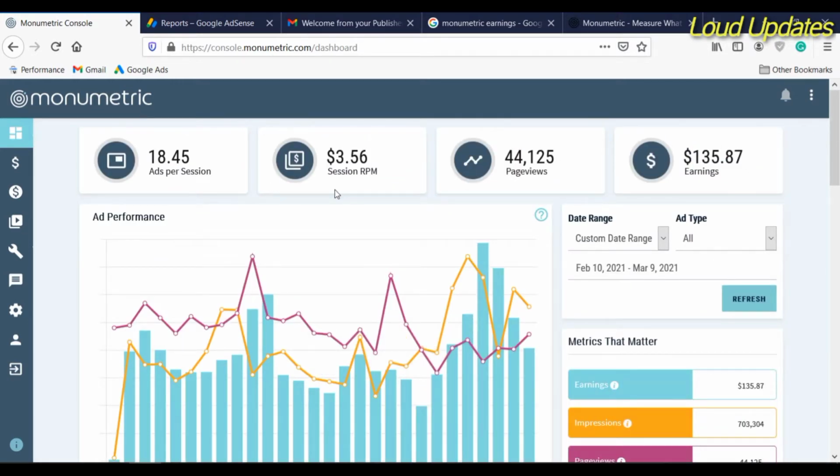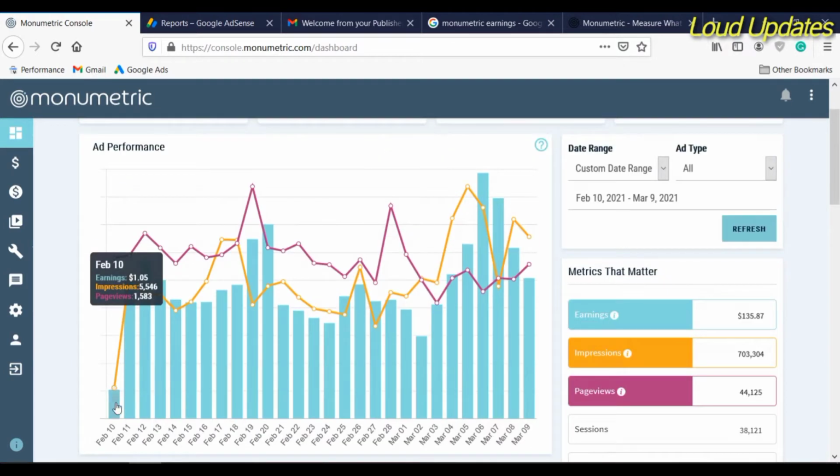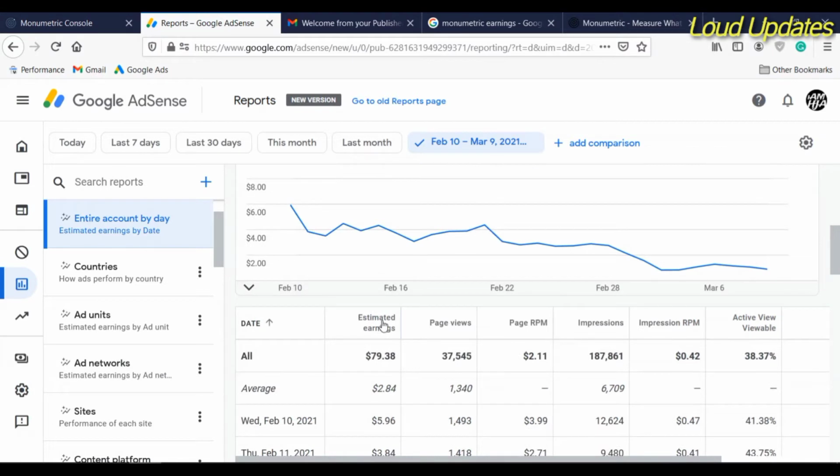Here is my earning, and I joined Monometric on February 10. My first earning is $1 and day by day my earning increased: $4, $5, $5 and some cents, $4 and some cents, $6 and $3, $4, and here my earning increased to almost $8, $7. Day by day my earning is increased. I am also running AdSense ads with Monometric.